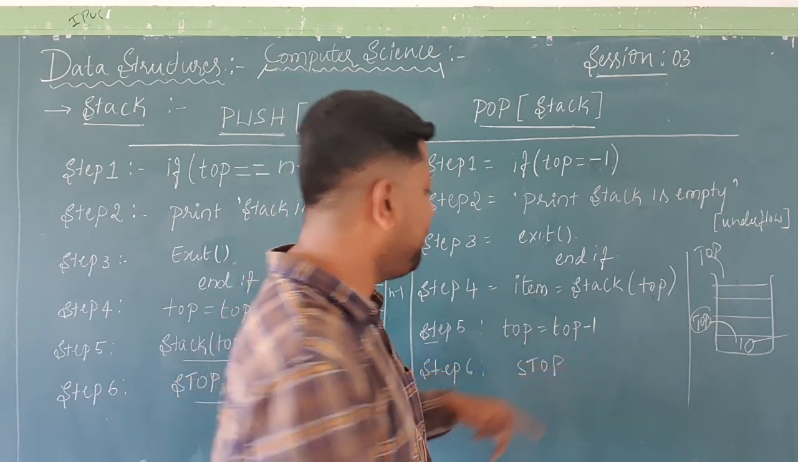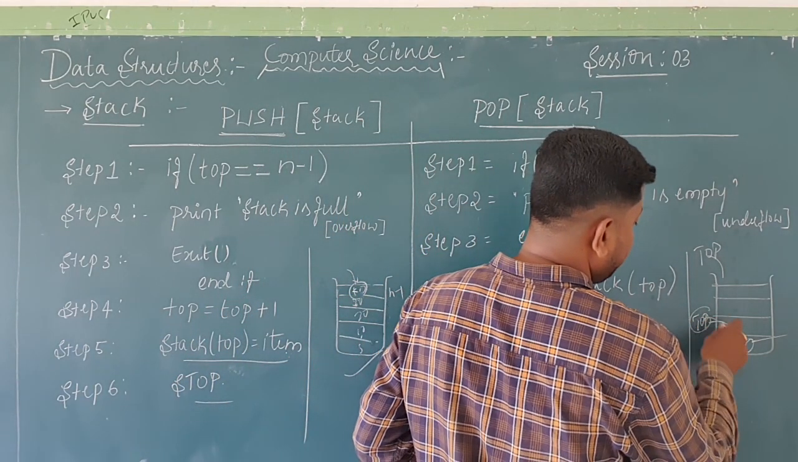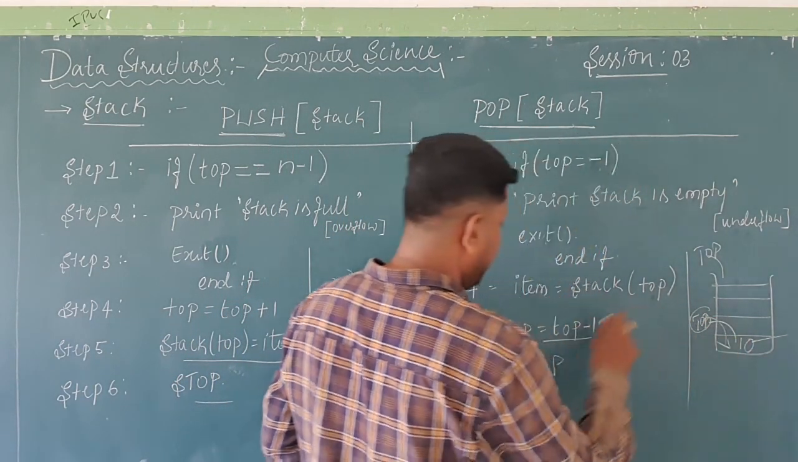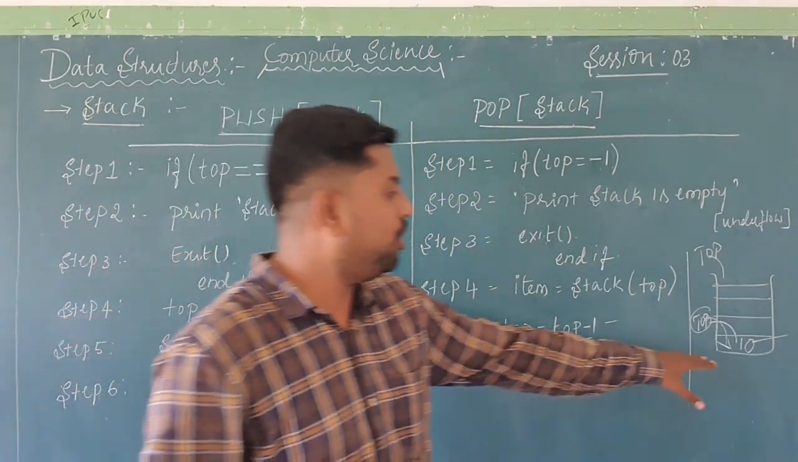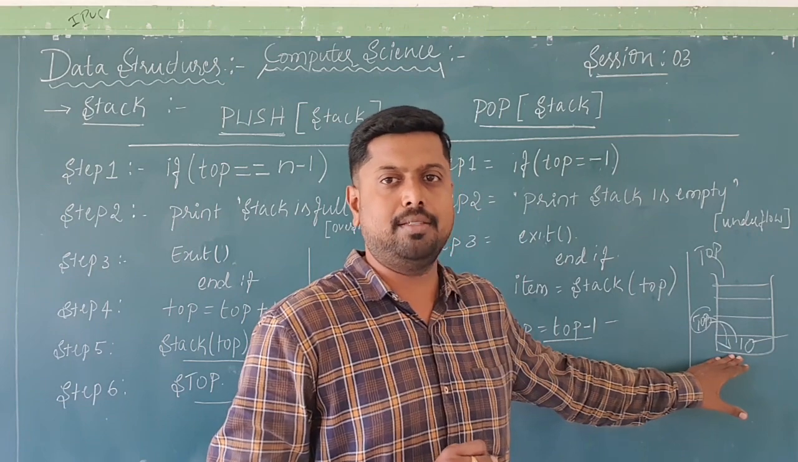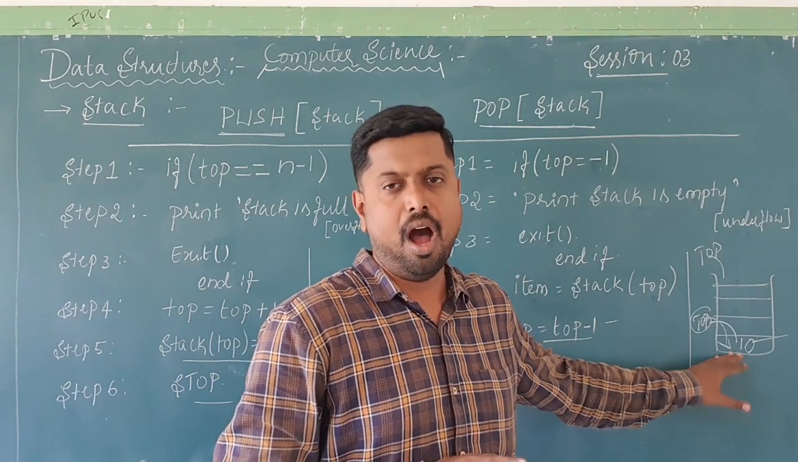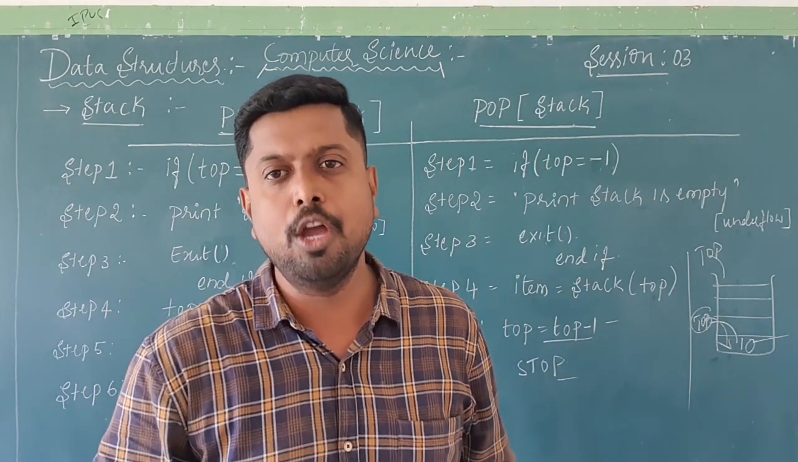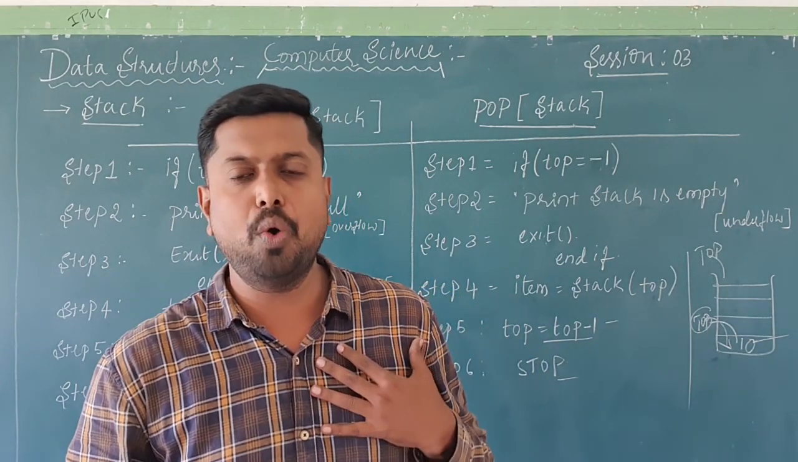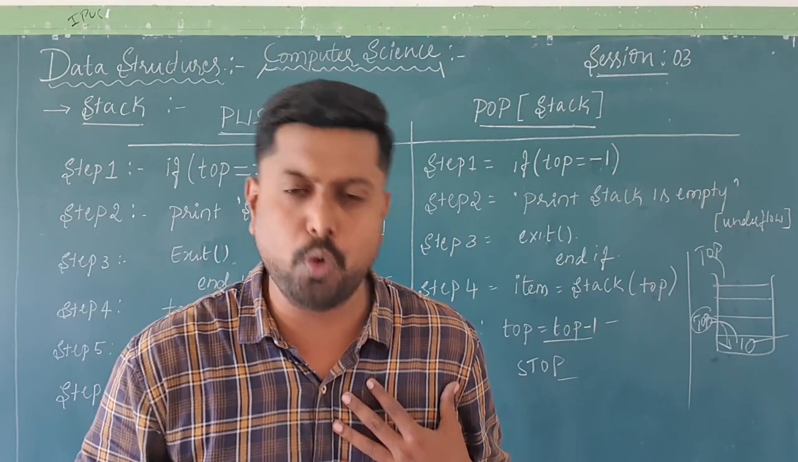Top is equal to top minus 1. Minus 1 means we are removing that 10th element and we should stop the algorithm. Before deleting, the total number of elements in the stack is 1. After deleting, the stack is empty because only one element was there. Now I removed that element also.